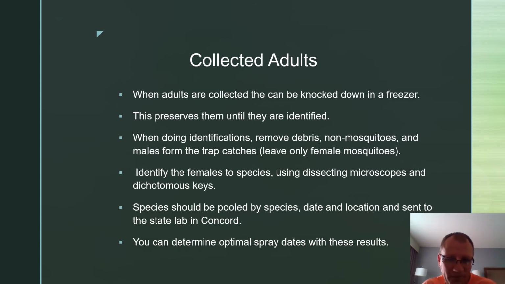Species should be pooled by species, date, and location, and sent to the lab in Concord. You can determine optimal spray dates with these results.